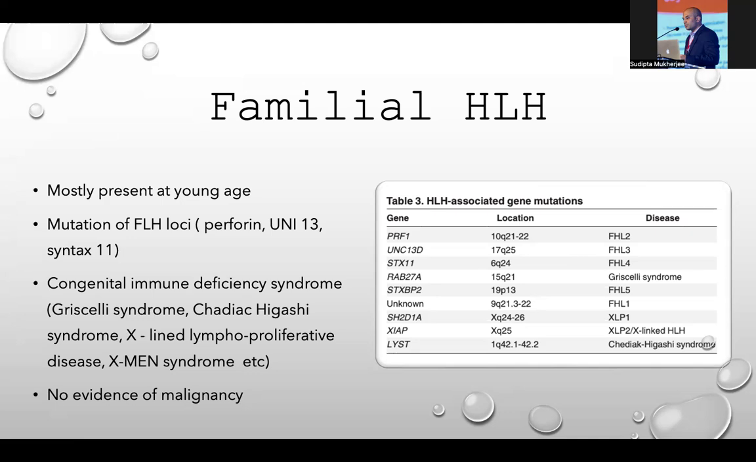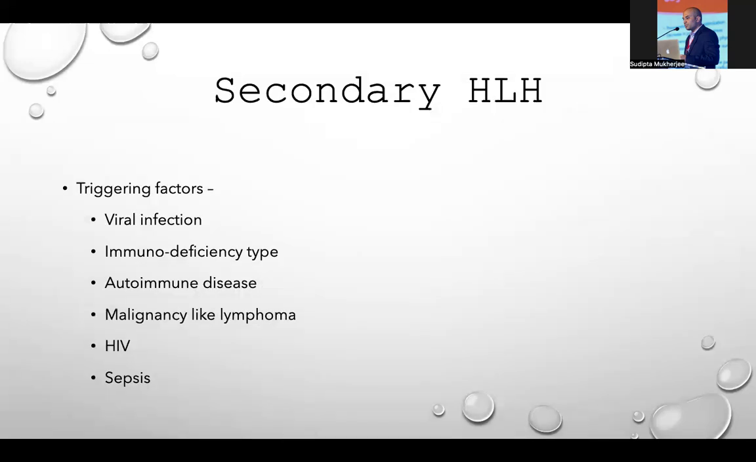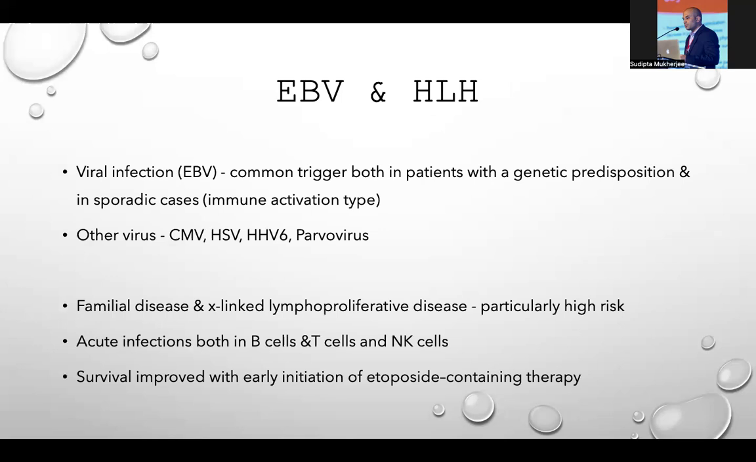The table shows the list of genes associated with the mutation of the locus. But what is more common from an intensivist's perspective in our clinical practice is secondary HLH. As I discussed, it is triggered by viral infection or worsening of an immunodeficiency state. It can be activated by autoimmune disease, malignancy like lymphoma, HIV, and sepsis.